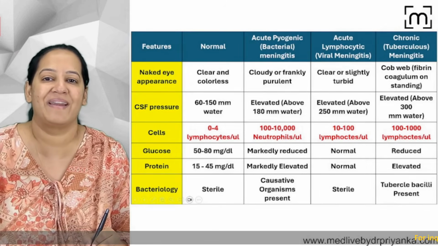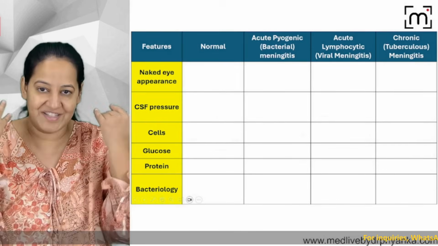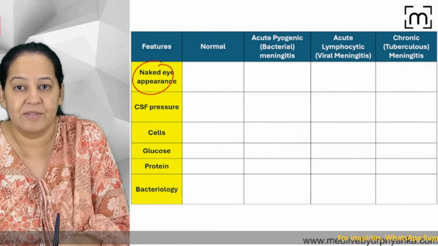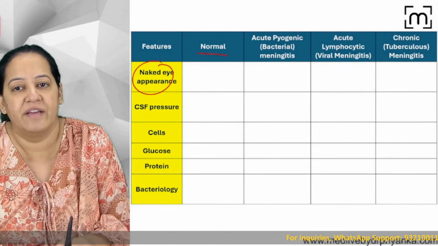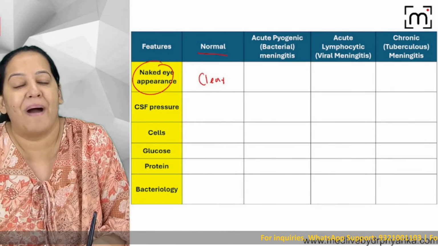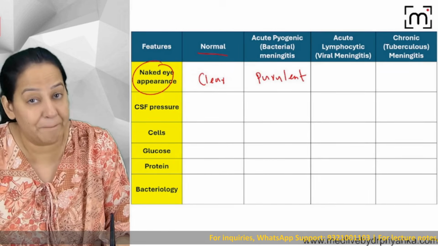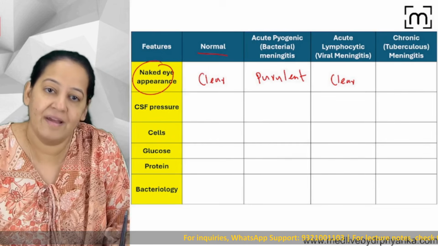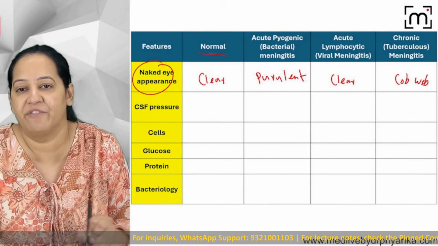The three types of meningitis in front of you. Please do appreciate their naked appearance. Normally it is clear, like water. Here it's clear like water. In the bacterial one, it's purulent and cloudy like pus. Here again clear. And here in case of TB, it forms a cobweb on standing, the fibrin band.